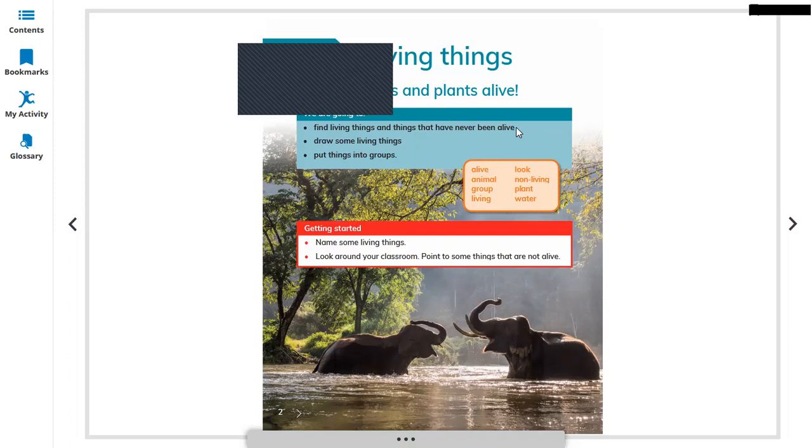So I have told you the examples of living things. All animals are living, and all plants are living. But those things that are made of plastic are non-living things. They cannot live. Draw some living things, put things into groups. So we are going to put the things into living and non-living things.